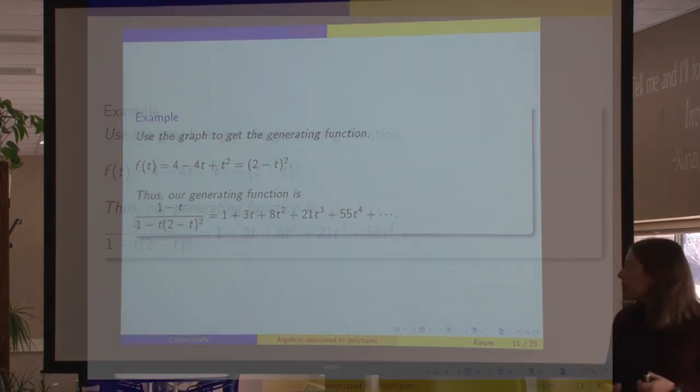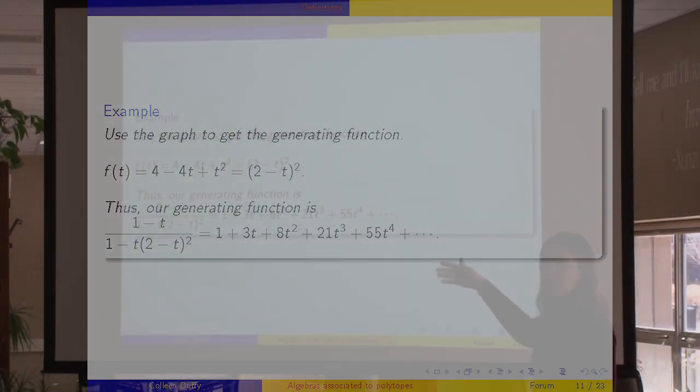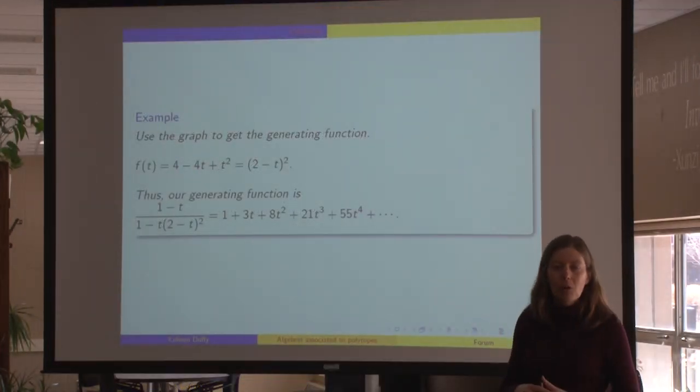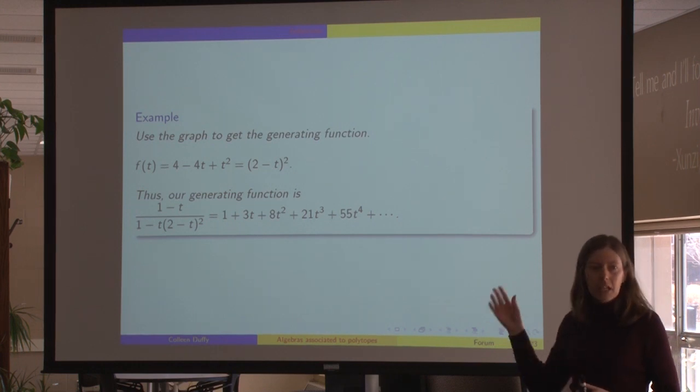And so plugging that into our generating function form, (1 minus t) over (1 minus t times that f of t function I just found), if you use long division, then you can divide out as many terms as you have patience for. And notice we recognize the numbers 1, 3, 8, 21. If you had been told to do 4-dimensional, then you would get 55. And so you can keep on going.